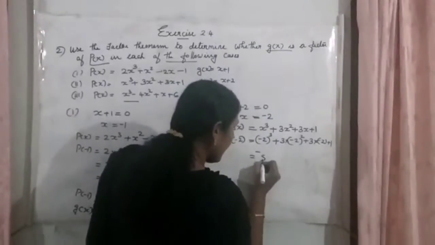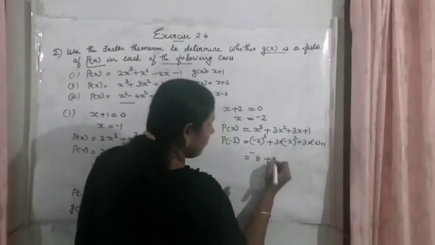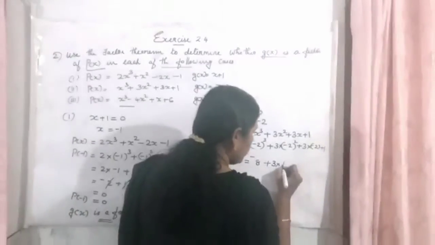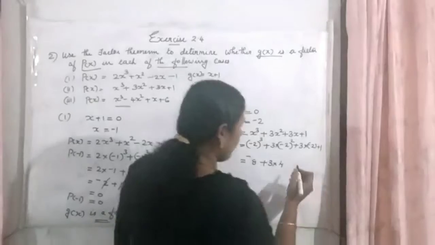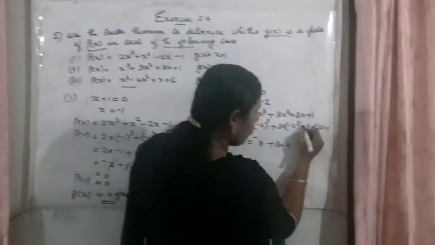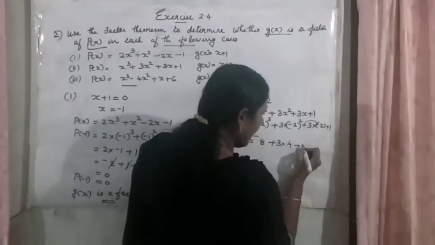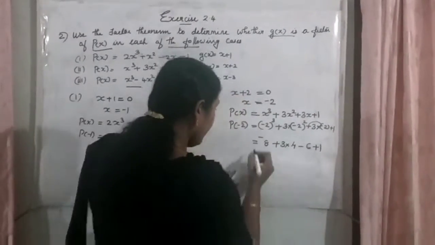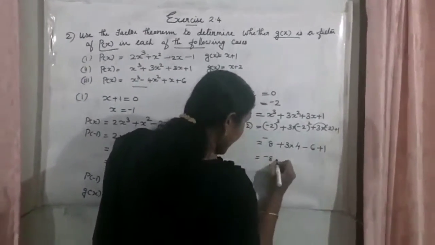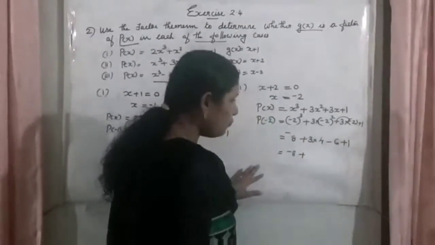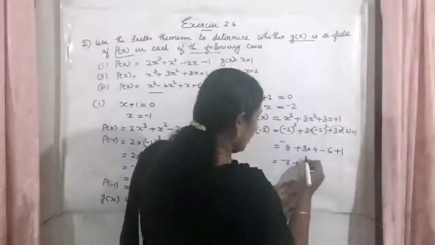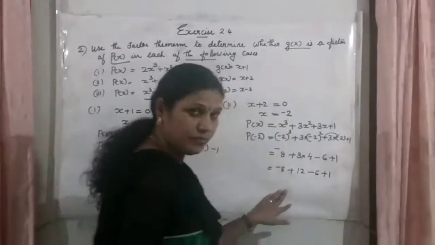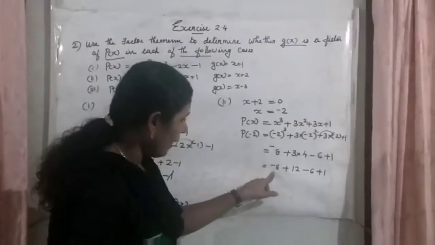So we get minus 8 plus 3 into minus 2 square. 2 square is 4, and minus square is plus. Then here the sign is minus, so 3 into minus is minus, and 3 into 2 is 6, plus 1. Then minus 8 plus 3 into 4, 3 into 4 is 12, minus 6 plus 1. Then next we find the value.